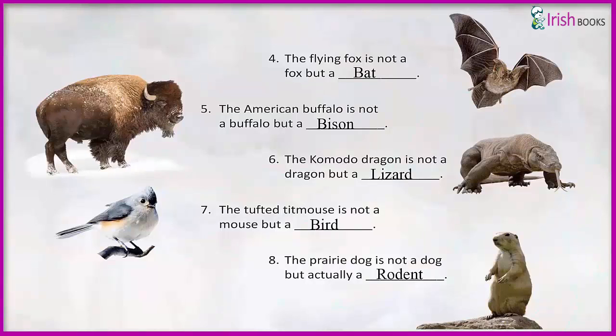5. The American buffalo is not a buffalo but a. 6. The Komodo dragon is not a dragon but a. 7. The tufted titmouse is not a mouse but a. 8. The prairie dog is not a dog but actually a.